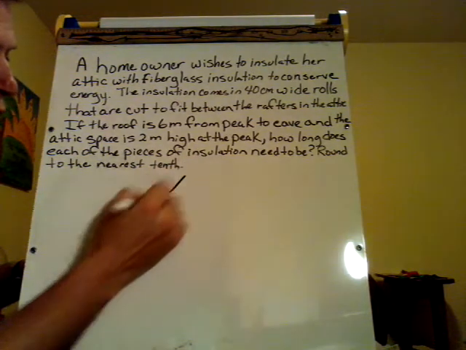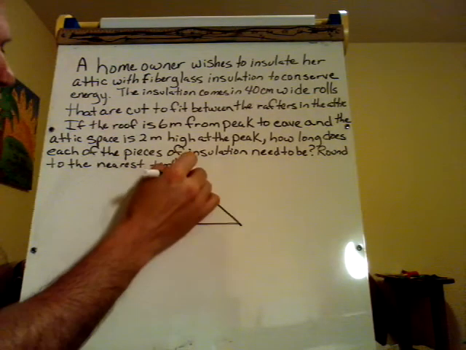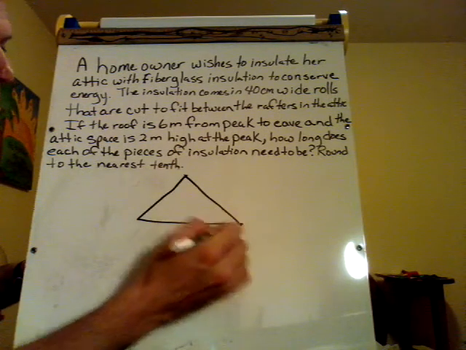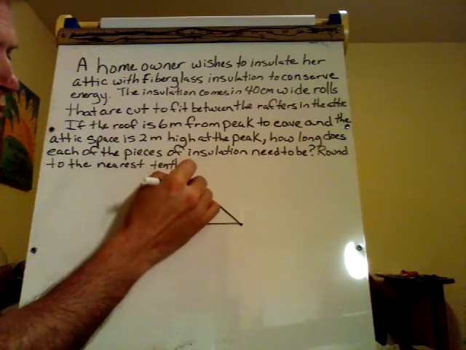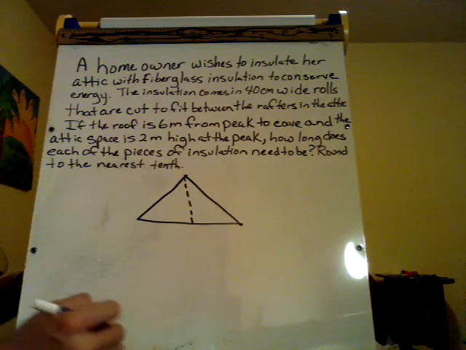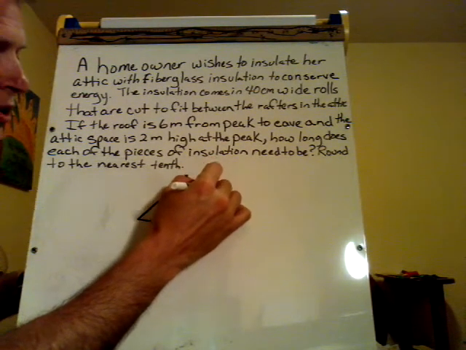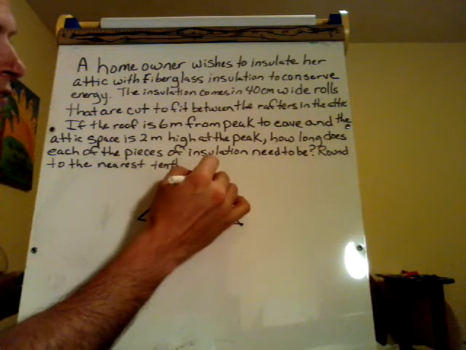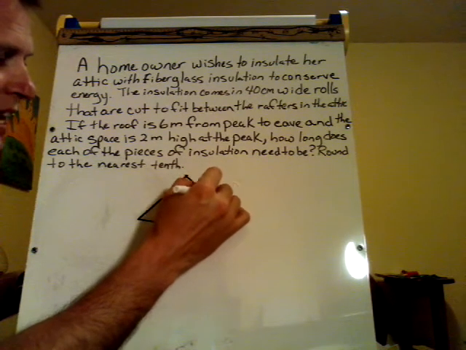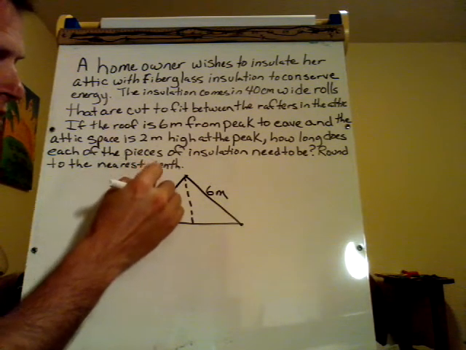So here we have a roof, and here's the peak, and here's the eave, and this space right here is the attic. All right, so we can start filling in some of the numbers. So we know that from peak to eave it's 6 meters. This is also 6 meters.